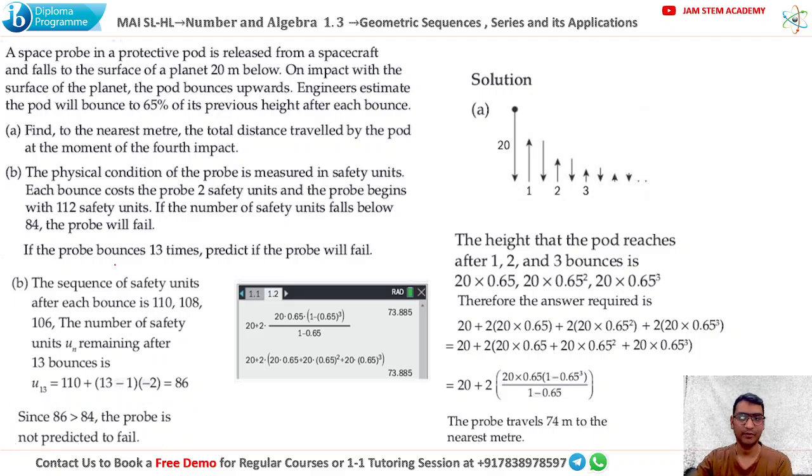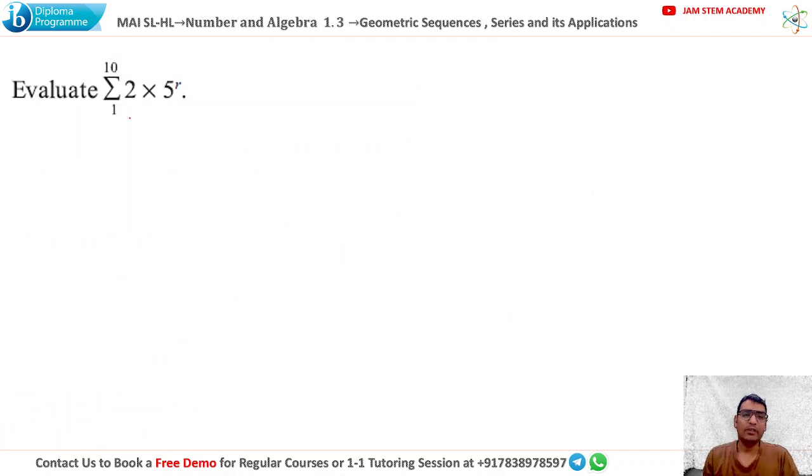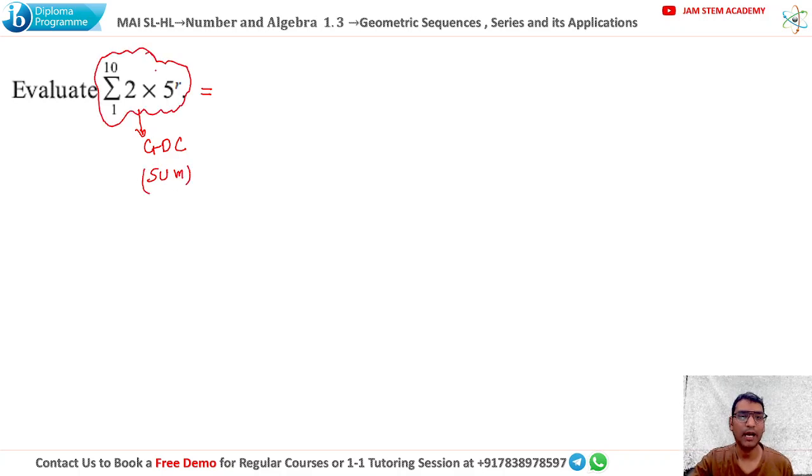Next, evaluate the summation from r equals 1 to 10 of 2 times 5 raised to the power r. Sigma means addition. There are two ways to solve this problem. Either directly use the GDC: go to function, menu, then calculus and sum. The GDC sum will give you the answer directly, where you enter the r values from 1 to 10, the lower limit and upper limit, and enter the function 2 times 5 raised to the power r. That also gives you the answer.